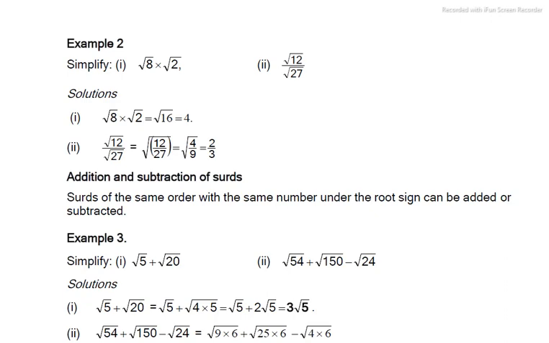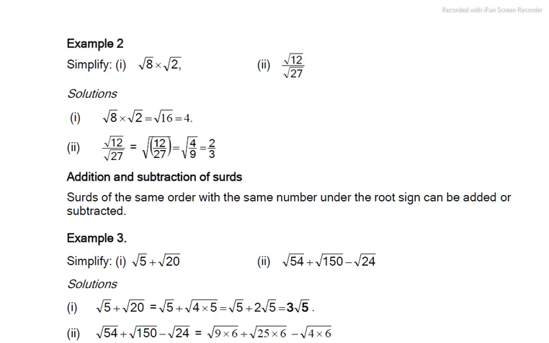Then with division, where we have root 12 over root 27, we shall consider this separately. We get root 12, we simplify root 12 and also simplify root 27, since we know that 12 is 4 times 3, where 4 is a square number, and then we also have root 27, which is 9 times 3, where 9 is a square number. So you realize that they have a common root, which is root 3.